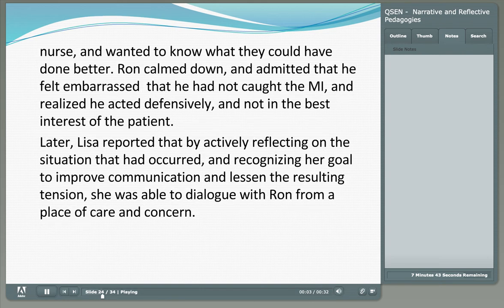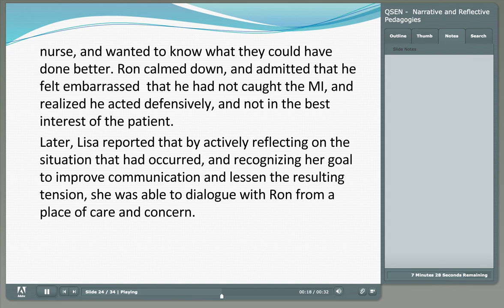Lisa explained to Ron that she respected him as a nurse and wanted to know what they could have done better. Ron calmed down and admitted that he felt embarrassed that he had not caught the MI and realized he acted defensively and not in the best interest of the patient.